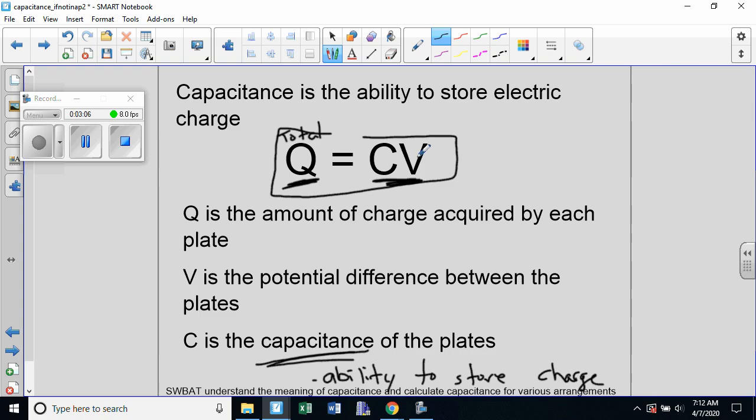So capacitance times the voltage on the plate is equal to the total amount of charge that you're going to be storing on that capacitor. Okay, again, Q is the total charge, V is the potential difference or the voltage across the plates, and C is, well, how well can these plates hold charge? How good are they at storing charge? So let's look at that next, the capacitance of parallel plates.